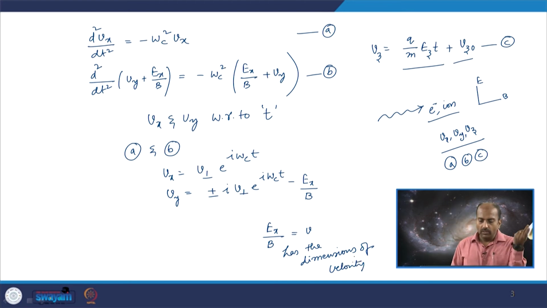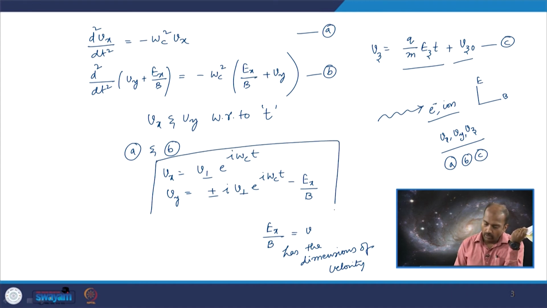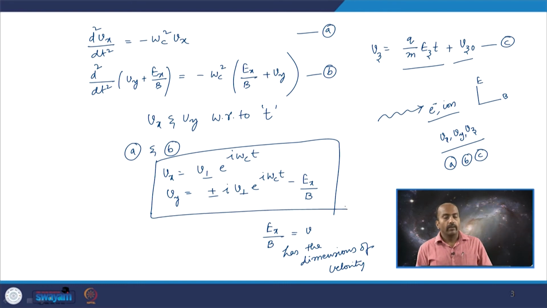So, if you solve these two equations, the solutions will be like this: Vx and Vy. V perpendicular is the perpendicular component of velocity. Omega c is the Larmor gyration frequency. t is the time. Ex is the electric field along the x axis. B is the field, so B could have been written as Bz. So, there is no harm in that.